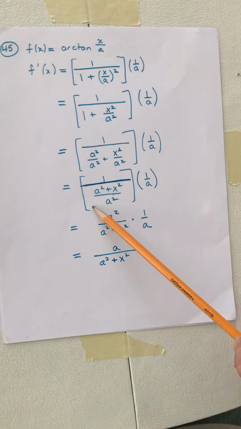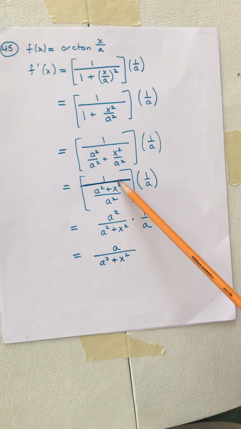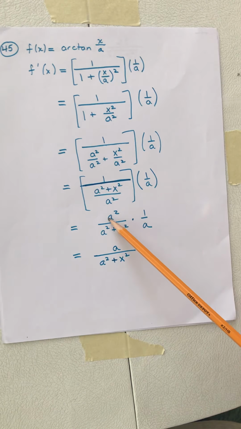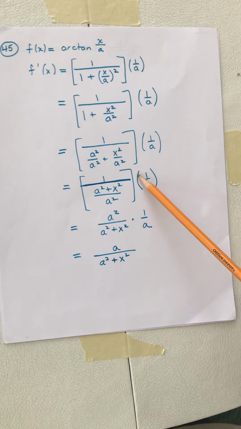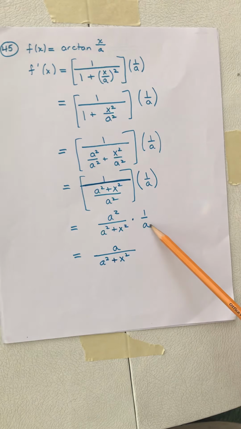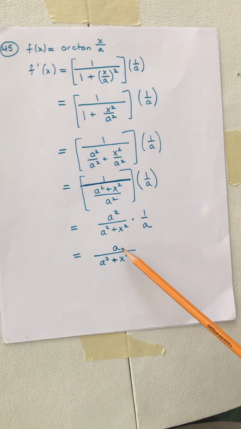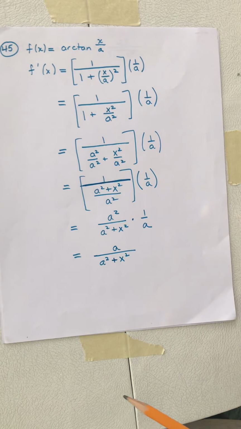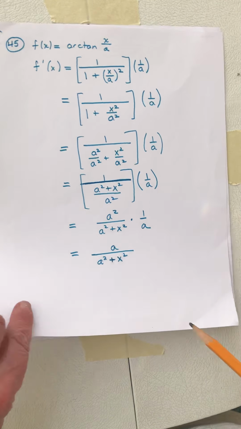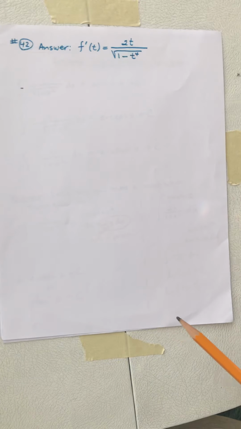And 1 over this fraction just flips the fraction, gives us the reciprocal, which is a squared over a squared plus x squared times our 1 over a. And this a cancels one of those, and our answer is a over a squared plus x squared. Okay, hope that helped.